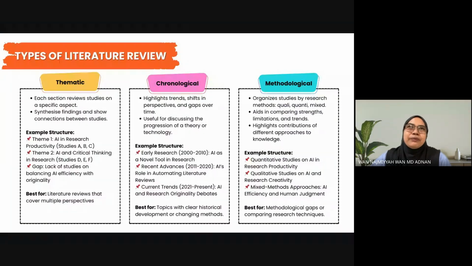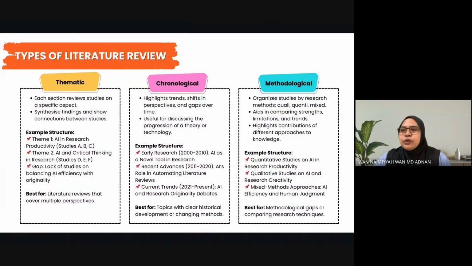Okay, so there are 3 different types of literature review that I can share today. The first one is what we call thematic literature review. This is the most common one and the one that we keep on using. Okay, so thematic literature review is like each section reviews studies on a very specific aspect, and you synthesize findings and show connection between the studies.